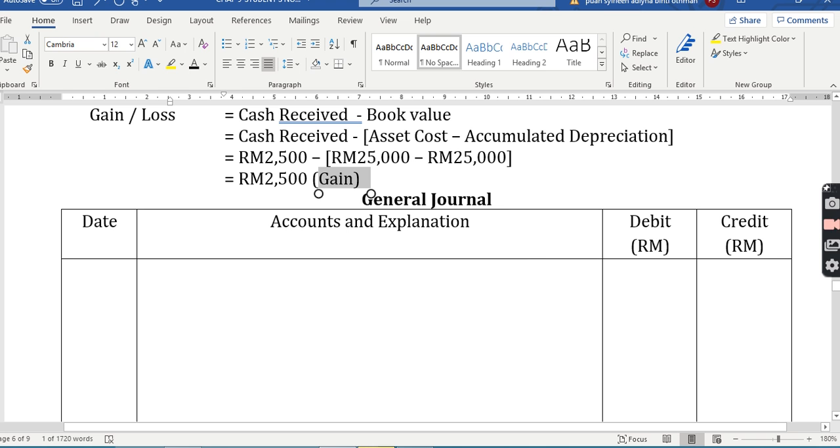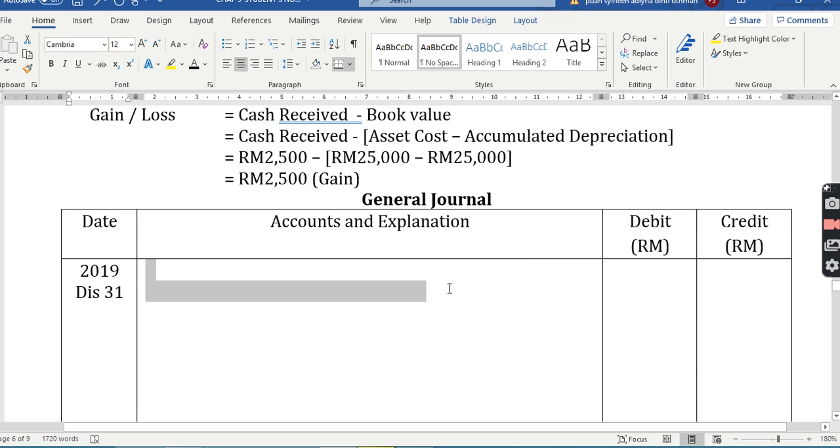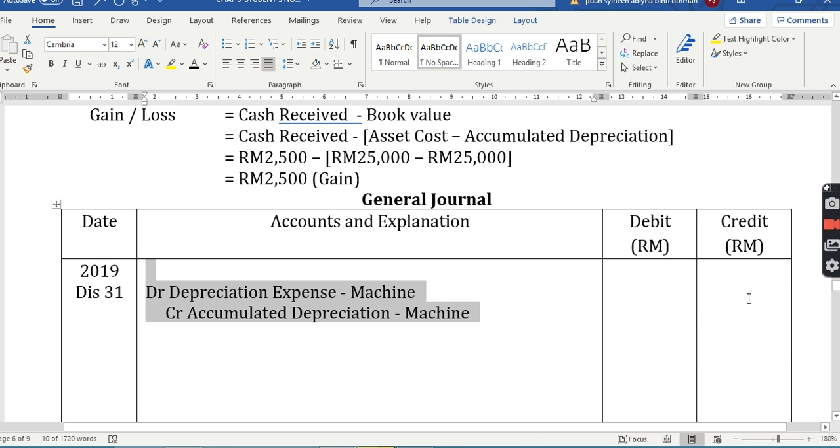So how do we record that in the journal? As usual, the question is silent, so we are using a monthly basis. The first thing you need to do is to declare the depreciation expense for that particular year before you dispose of the asset. The adjusting entry date is 31st of December 2019. So you need to debit depreciation expense for the machine, and credit accumulated depreciation for the asset for 2019. The amount here is 5,000 ringgit.